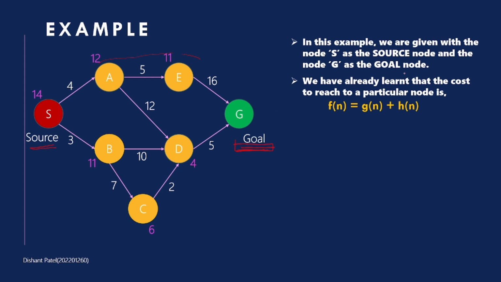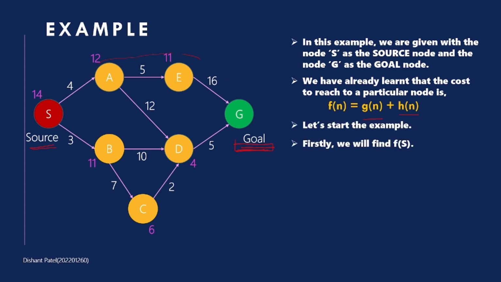We have also learned that the cost to reach a node is denoted by f of n and is equal to the sum of g of n and h of n. Here g of n is the actual value to reach that node from the source node, and h of n is the heuristic function. Heuristic function means an estimated value, that is, an estimation value to reach the goal node from that node.